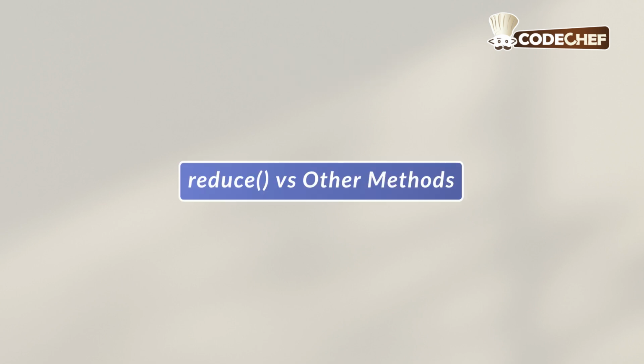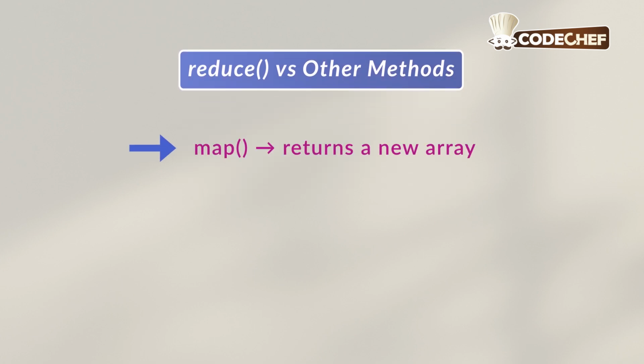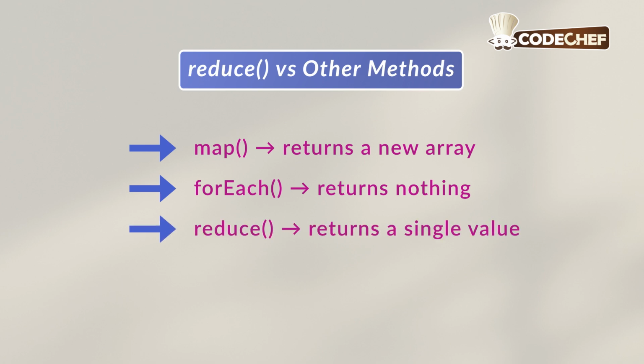So it's useful to compare reduce with other array methods. Map creates a new array. forEach performs an action but does not return anything. But reduce is different. It always returns a single final value.